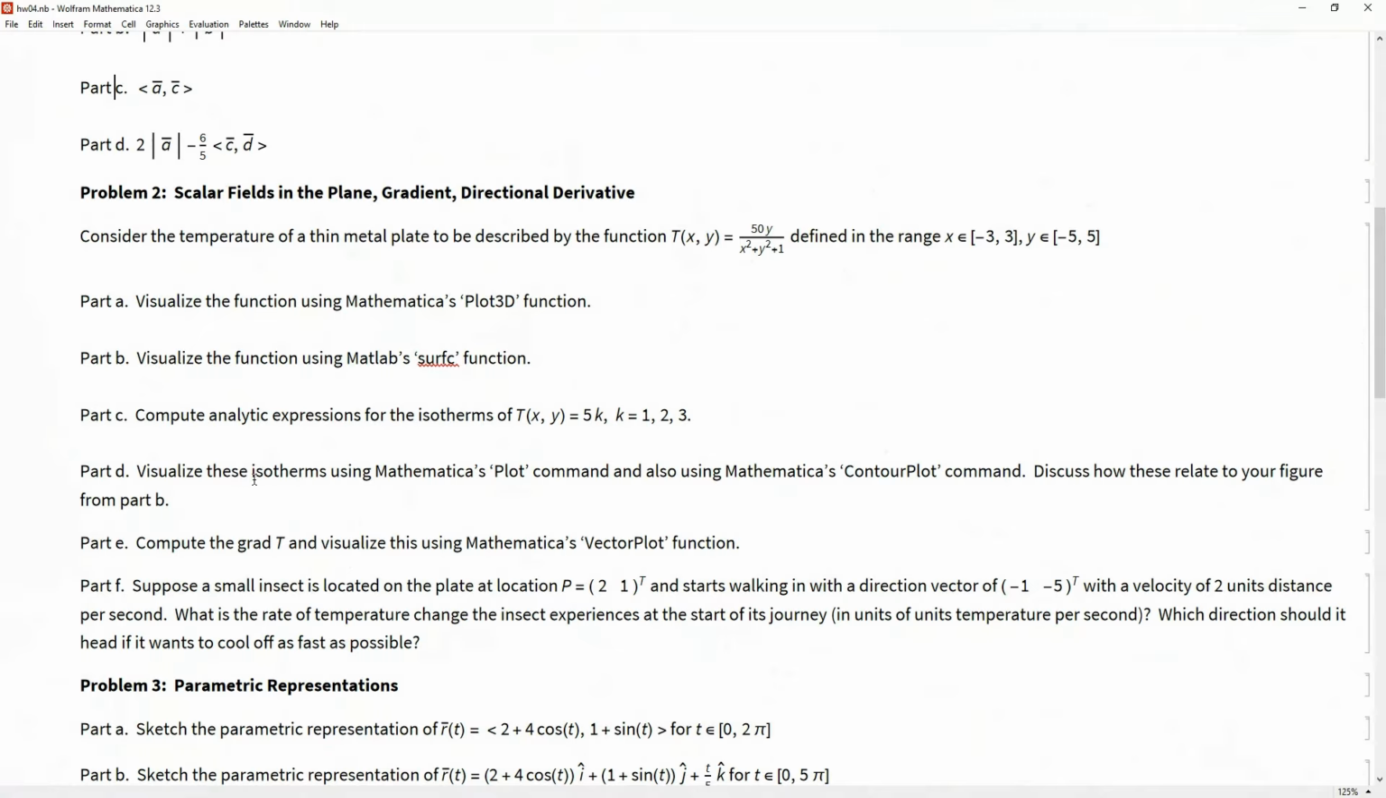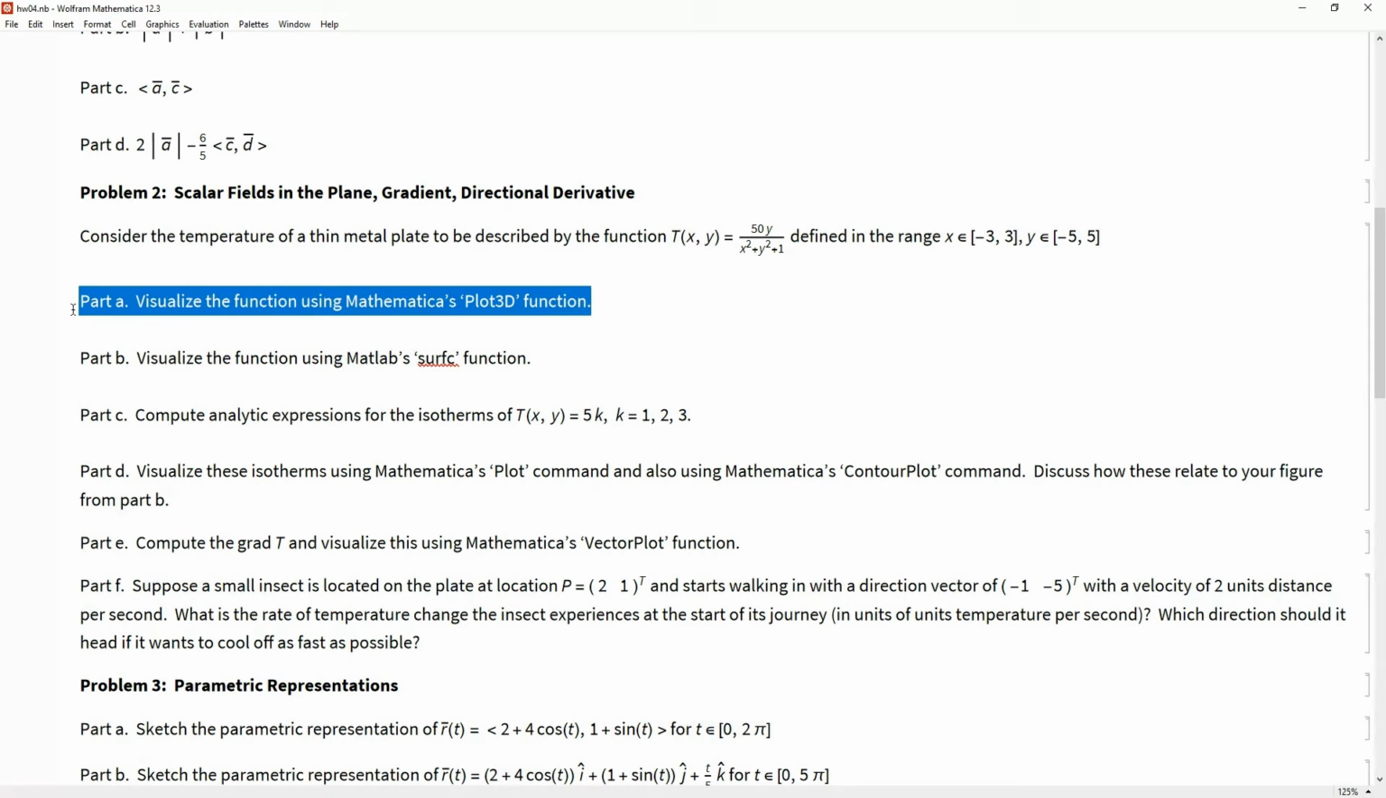Okay, problem 2 is, let's say you've got a thin little metal plate, and at any XY position that you move to on this plate, you can find out how hot it is at that location using this function right here. The plate runs from this X to this Y coordinate system, so that defines the domain of the function. What I'd like you to first do is go ahead and plot this thing using the Plot3D function in Mathematica.